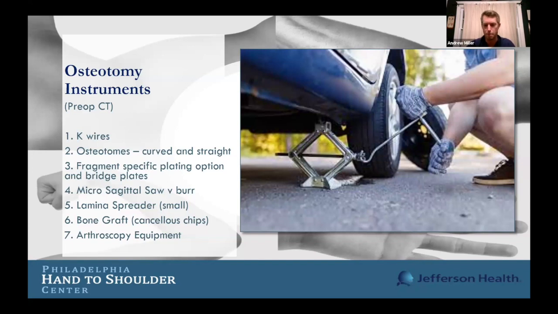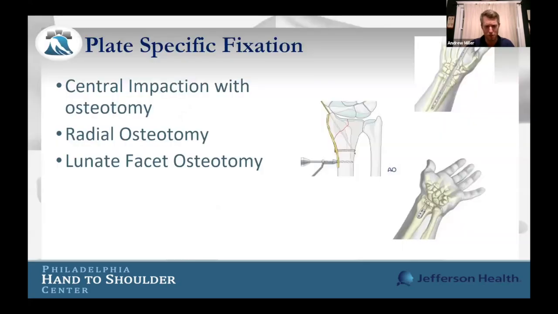Bone graft, because oftentimes I'm backfilling if there's bad impaction that's settled. Those cancellous chips can help to restore that bony anatomy. And then arthroscopy equipment, I also like to have available as well. Plating-specific fixation: central impaction with osteotomies, I'm also looking to use a bridge plate for that. Again, if I'm doing more of a radial osteotomy, a radial plate is nice to have because it gives me a nice line of attack for that. And then that lunate facet, I'm considering more fragment-specific fixation for that volar rim piece.